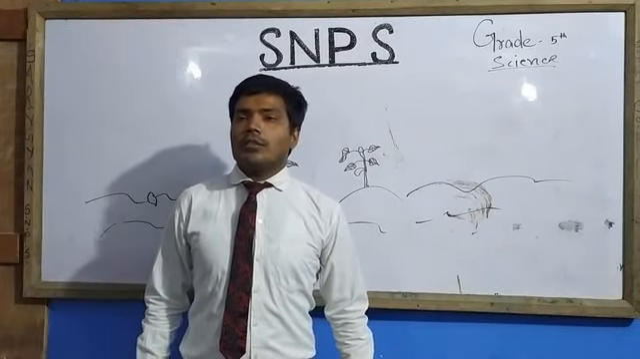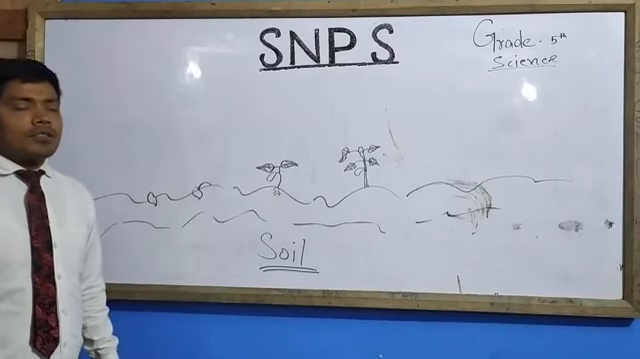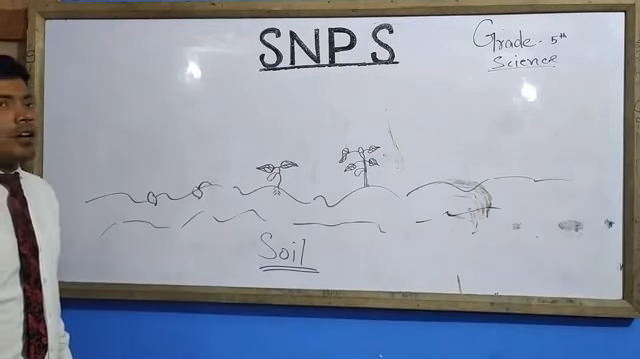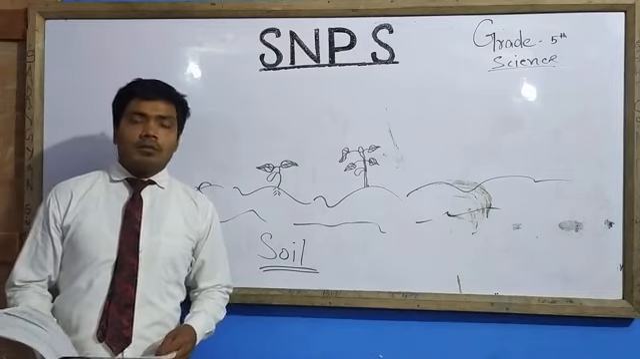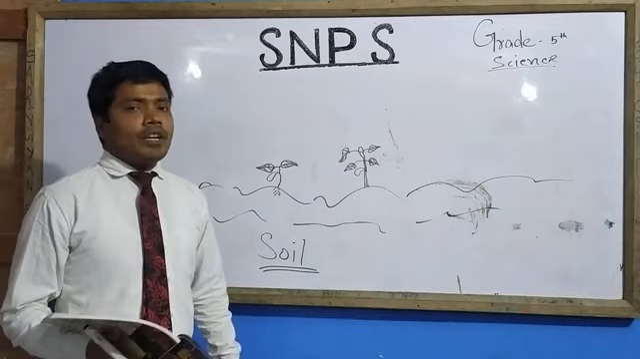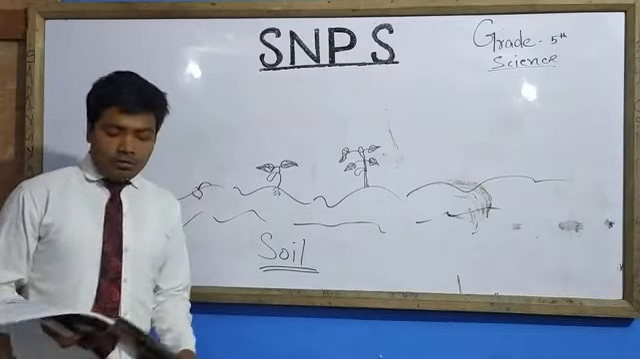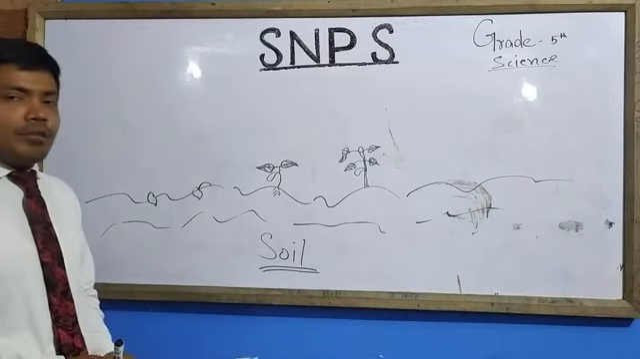This is the second class of science of grade 5. In previous class, we already learned about the reproduction in plants, reproduction by the cells and the parts of cell. Today, we shall read about the germination of cell. What do you mean by germination?